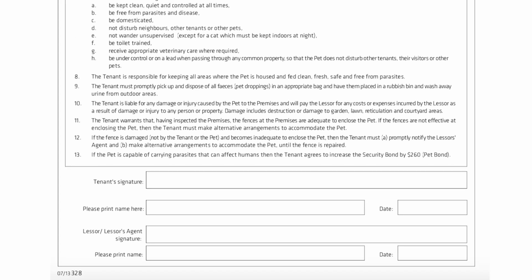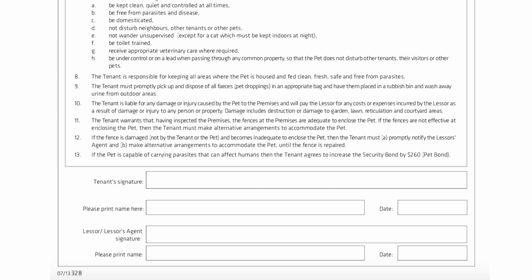All areas where the pet resides must be free from parasites. The tenant must promptly pick up and dispose all faeces in an appropriate bag and have them placed in a rubbish bin and wash away urine from the outdoor areas. The tenant is liable for any damage or injury caused by the pet to the premises. Damages include destruction or damage to the garden, lawn, reticulation and courtyard areas.